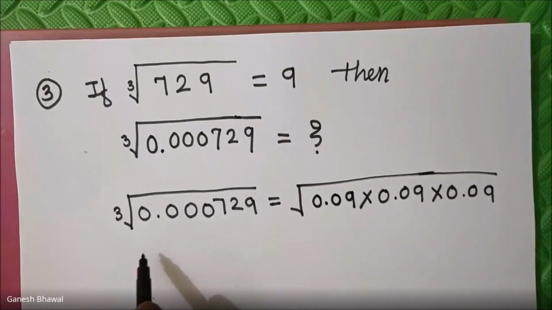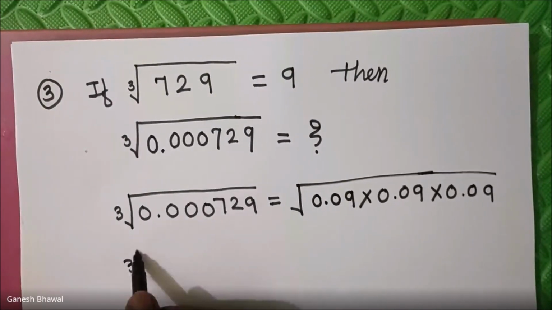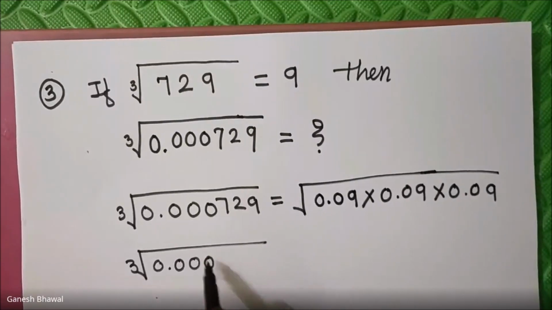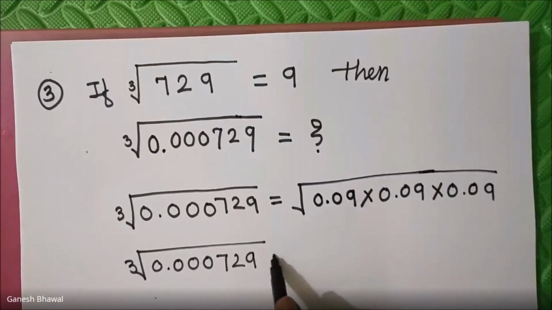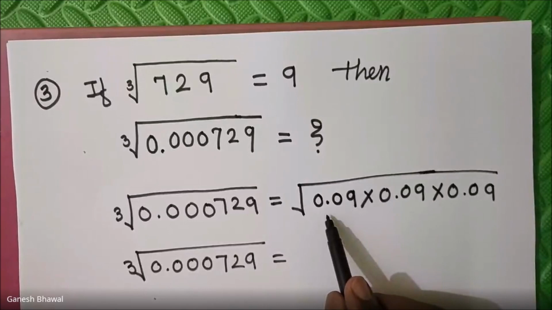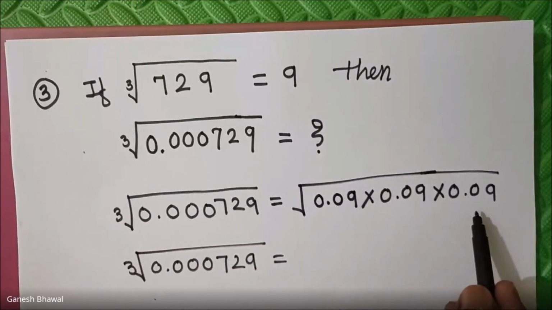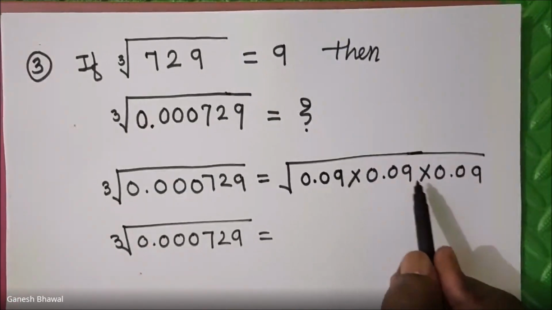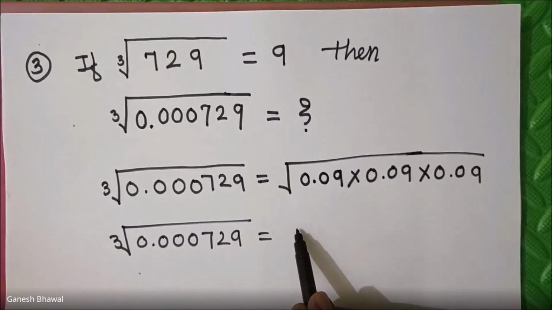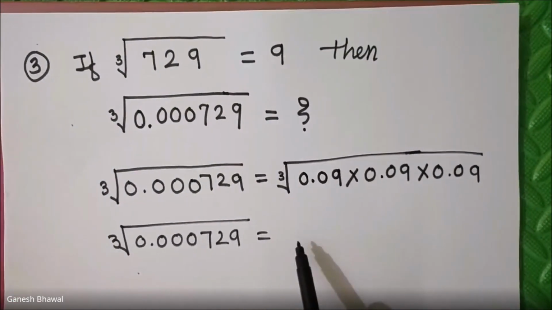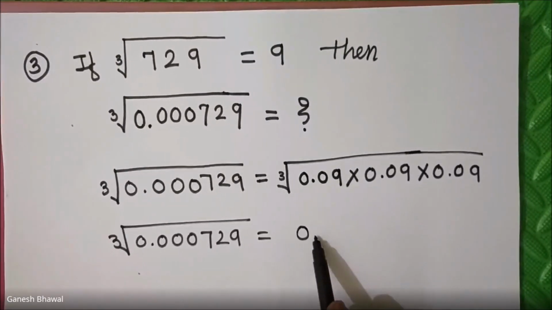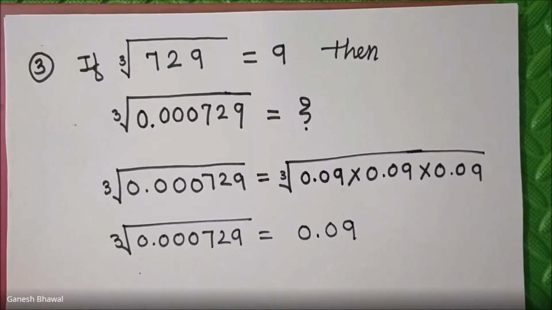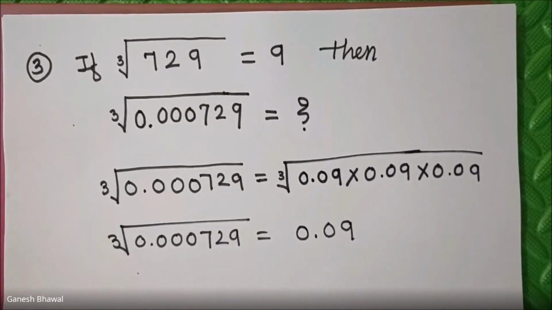Now take this again, 0.000729 equals. We have a group of 3 numbers which are the same, which are equal. So take one number outside so that we can remove the symbol of cube root. Therefore, the answer is 0.09.